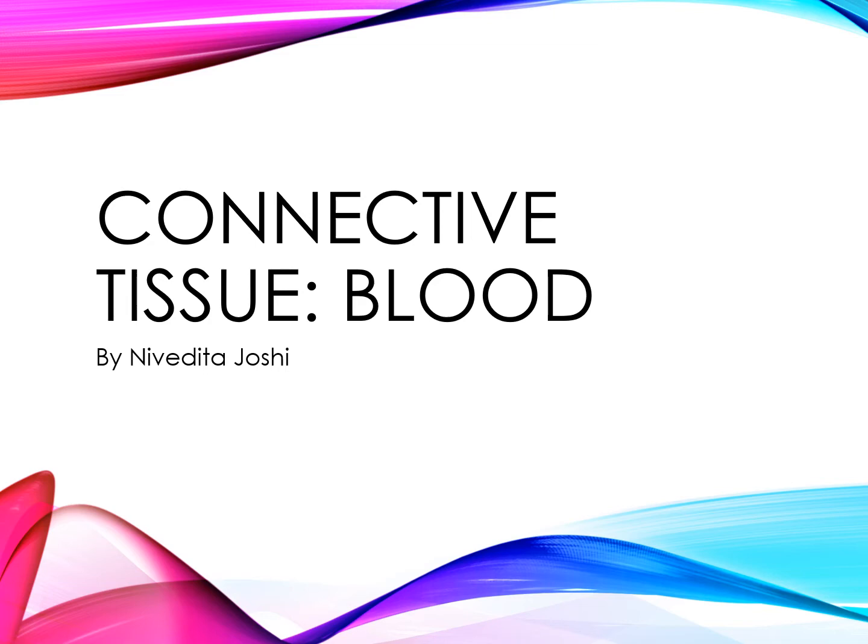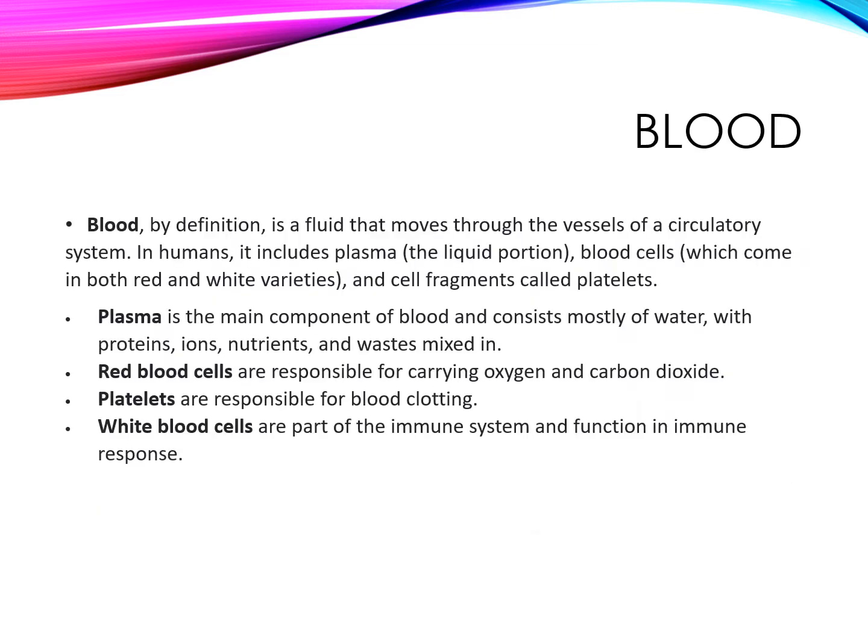So already in the previous video I have covered the connective tissues as specialized connective tissue, such as bone, cartilage, reticular connective tissues and so on. So here I have taken blood as connective tissue. Blood is a fluid which moves through the vessels, and there is a circulatory system. Blood vessels are part of the circulatory system, and through them the blood flows.